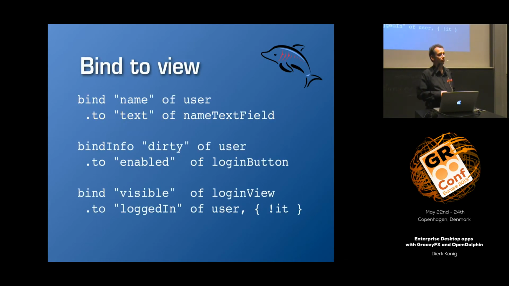How do we bind to the view? Well, in Groovy, we can enjoy command chain syntax for that. Let's say we're binding the name attribute of the user that we've fetched before to the text property of that text field. That's all we say. I need the dot here because I break over the line here. Normally, I would do this in one line without this dot. You have this command chain syntax.